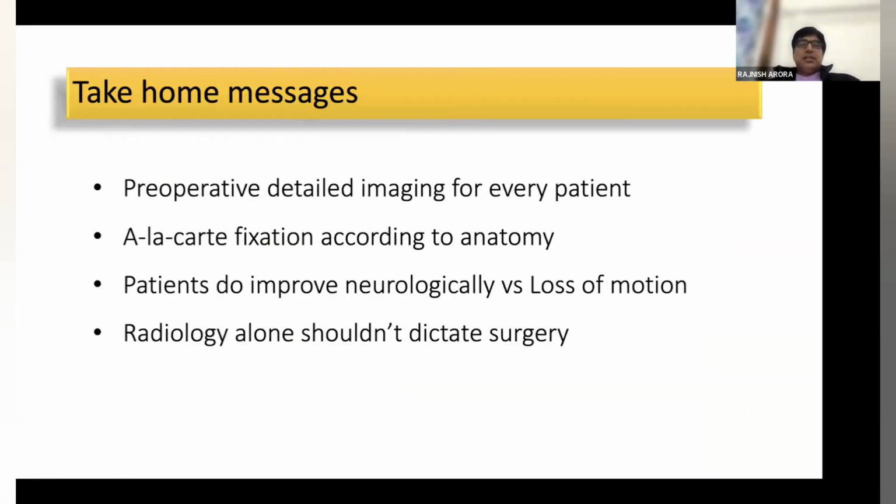So the take-home messages are that, as my previous speakers have also highlighted, one should study the detailed imaging for every patient and give importance to each and every part, including facet joint, angiography, anatomy, etc. And fixation has to be decided according to the anatomy and the clinical status of the patient. Radiology alone should not dictate surgery. Most patients do improve neurologically, but we have to go with the loss of motion of some fusion segments. But as Professor Pruthi has highlighted, it should be to the minimum, whatever is required.